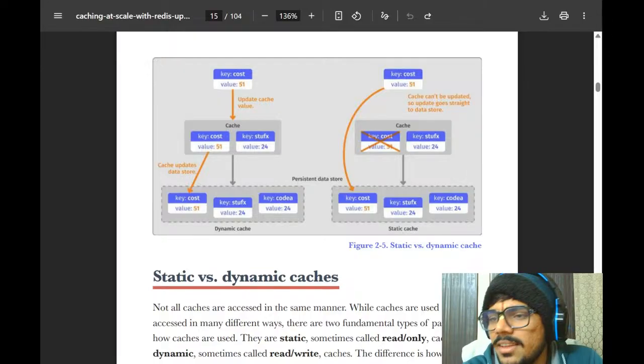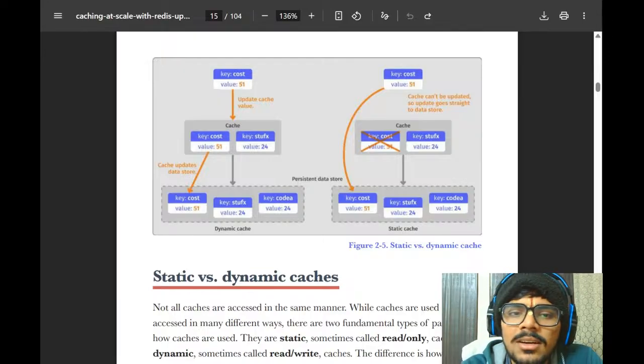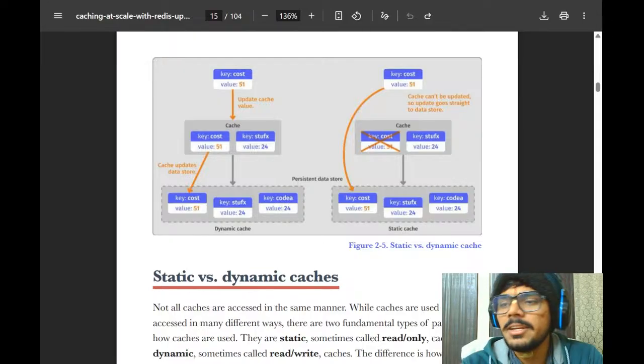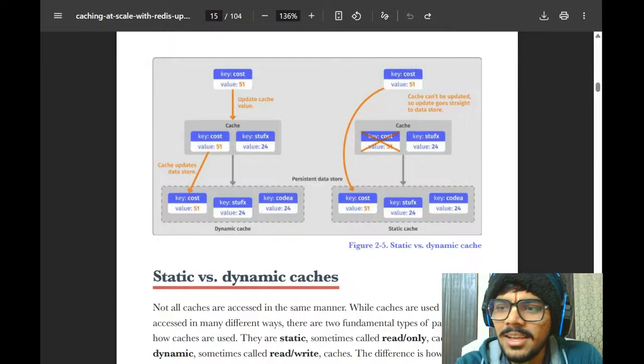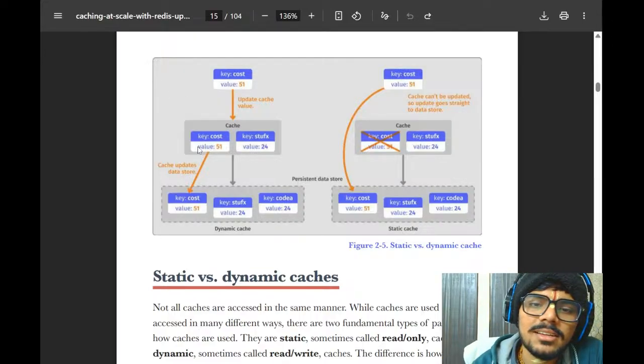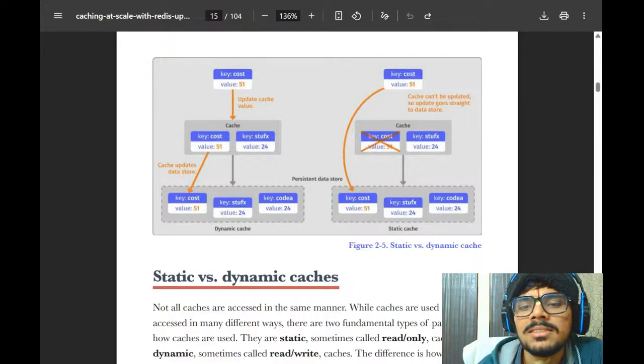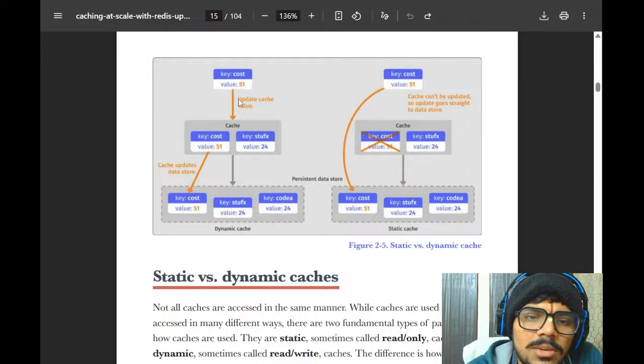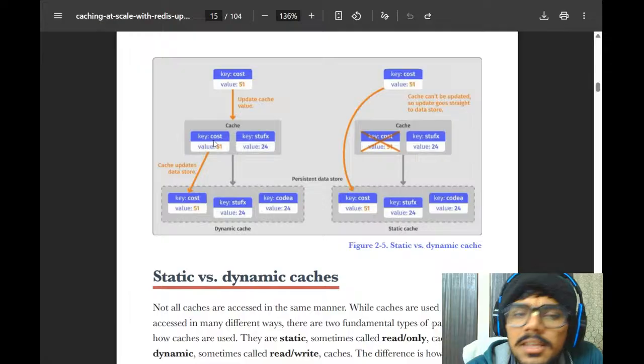While on the other hand, in the static cache, whenever any particular element is deleted or you decide to change any information stored with respect to a particular key, like in this diagram, you might see this is the dynamic cache and this one is the static cache. So here, if you want to change any particular thing, the key is cost and the value is 51.